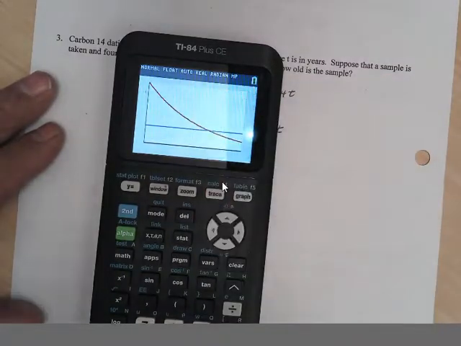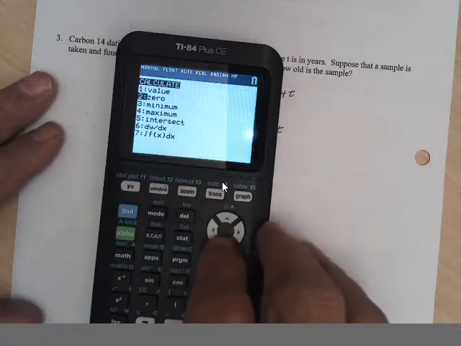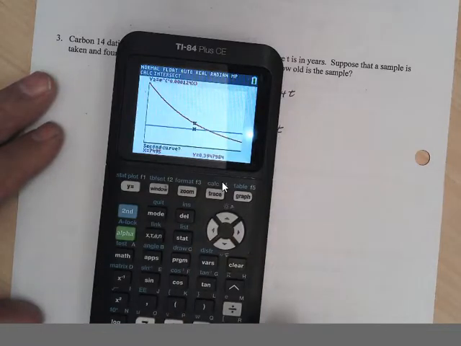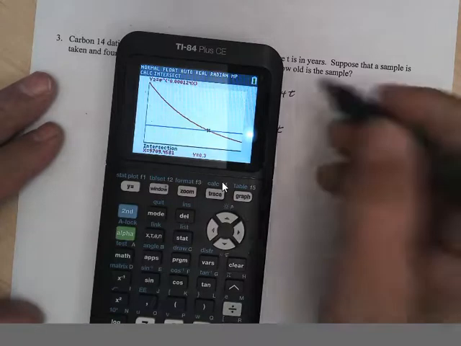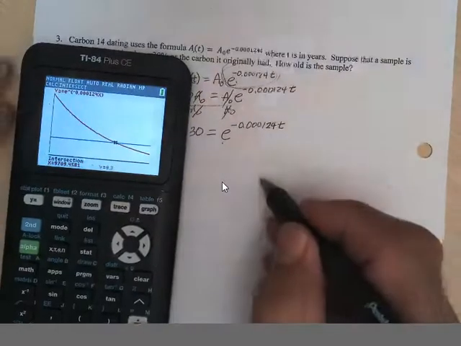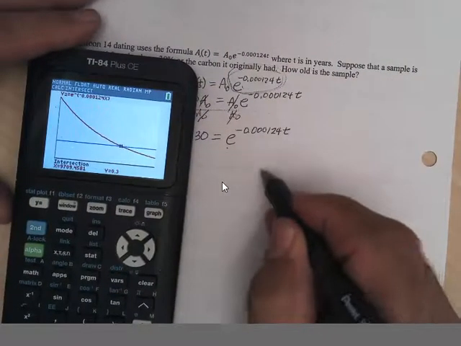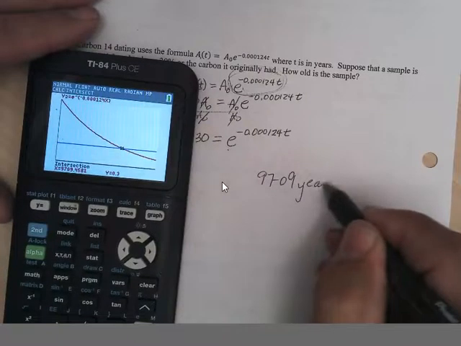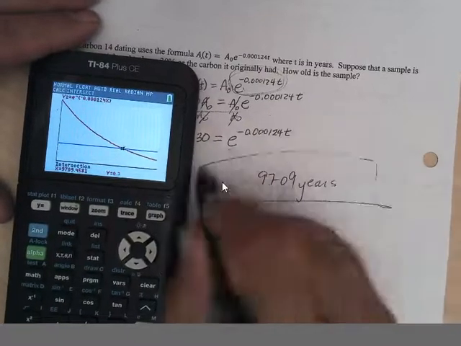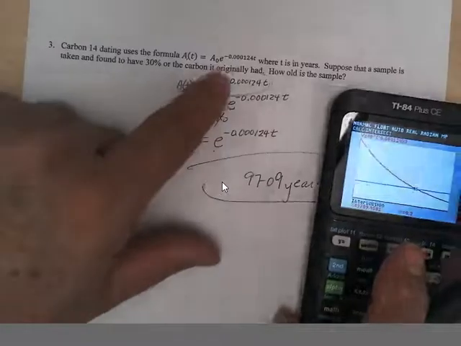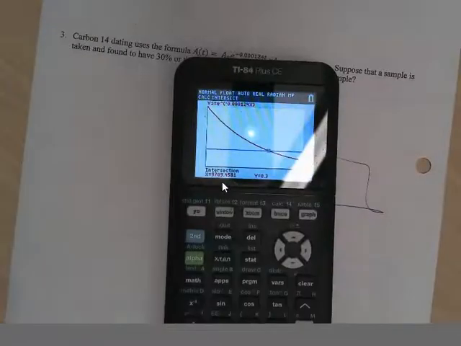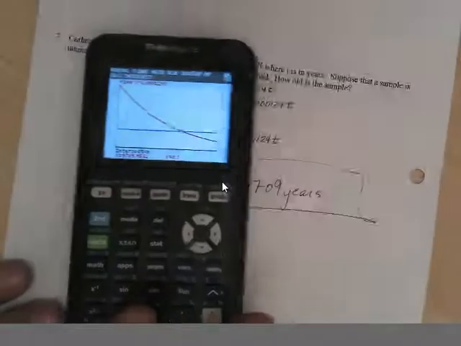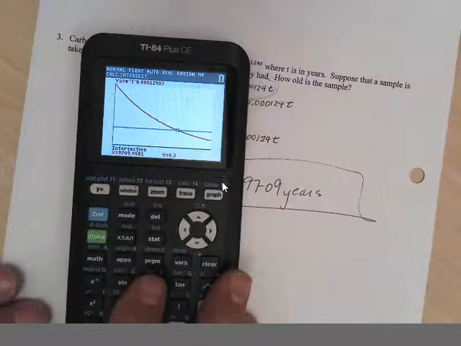So now I want to find that intersection. I can calculate the intersection of that graph, and there's my guess, and there's my answer. And it says t would have to be 9709 years, approximately, for it to be down to 30% of whatever it started at. Okay?